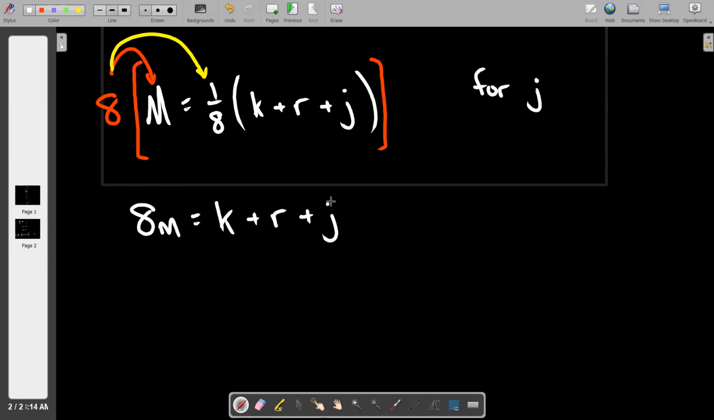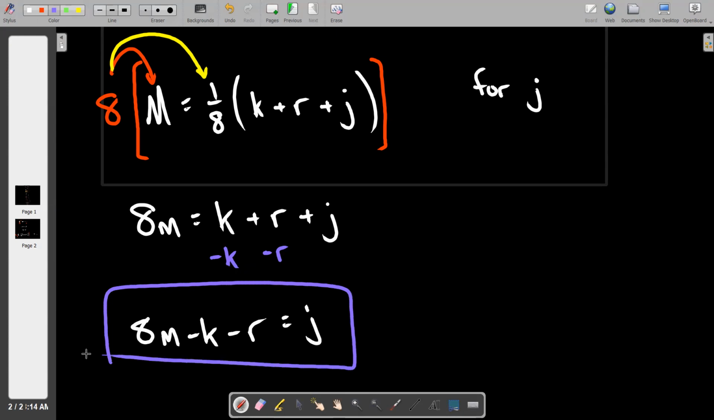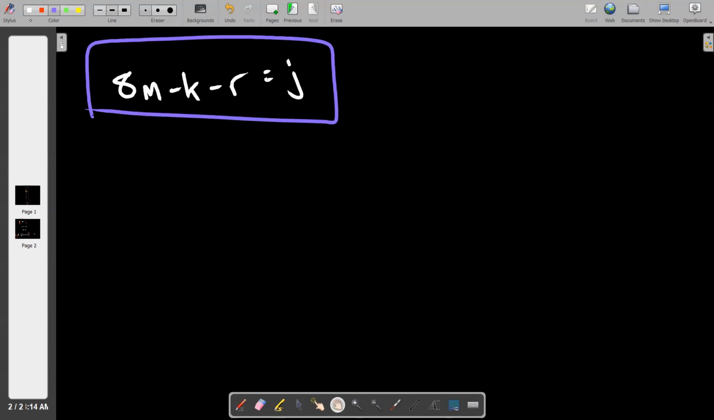And if I want to get j by itself, what do I do? Just minus k and minus r. Or, again, the language for you can be just move them to the other side. I'm really trying to get you guys to start thinking that way. Quit making everything so mathy. Just move it to the other side. So you wind up with j equals 8m minus k minus r. Done, right? We got j by itself, so we're done. Game over.